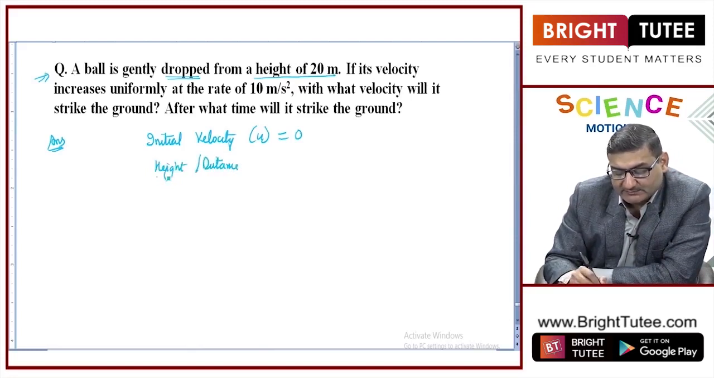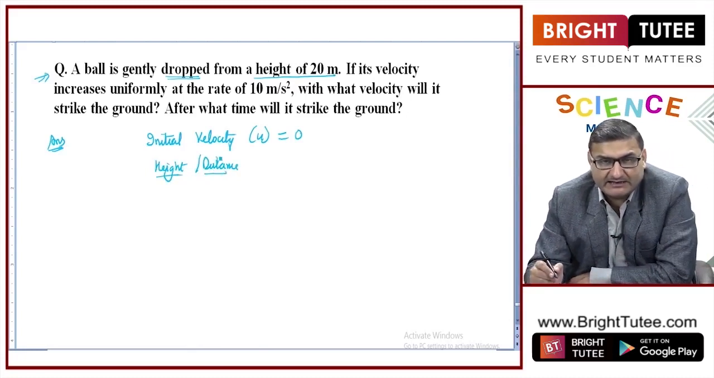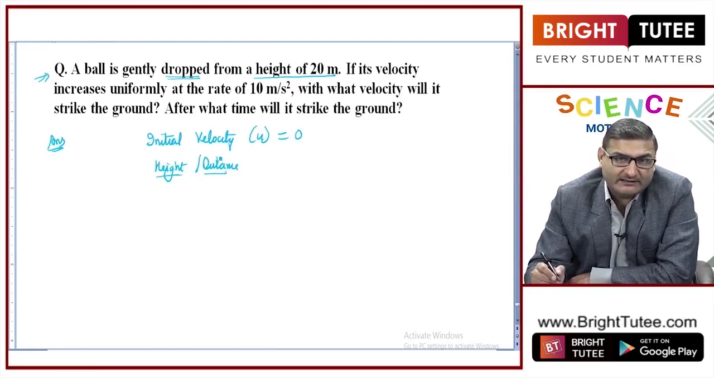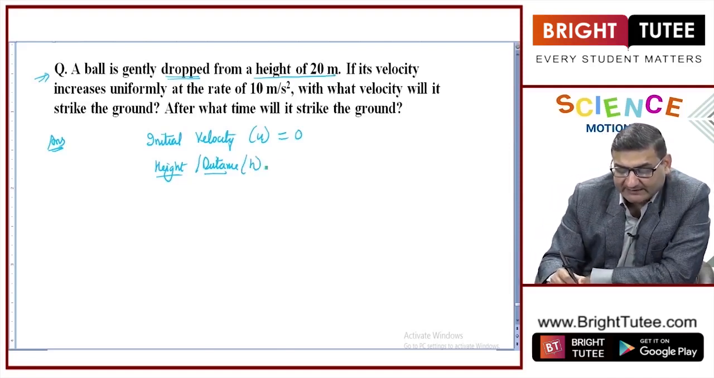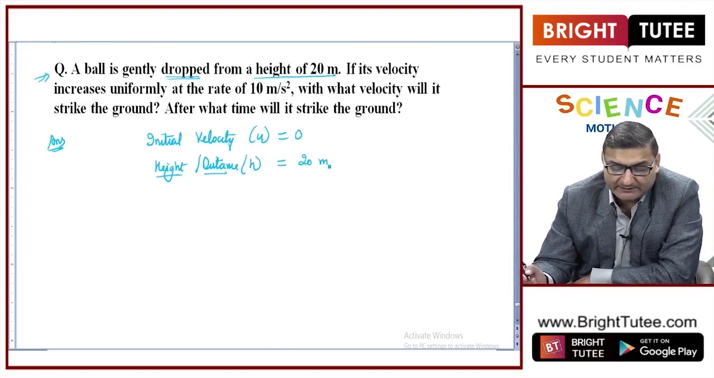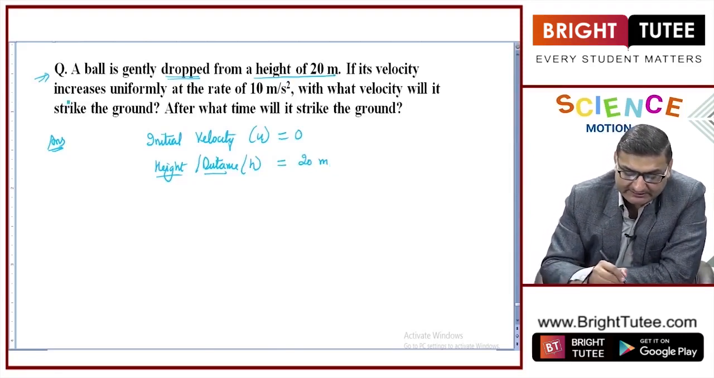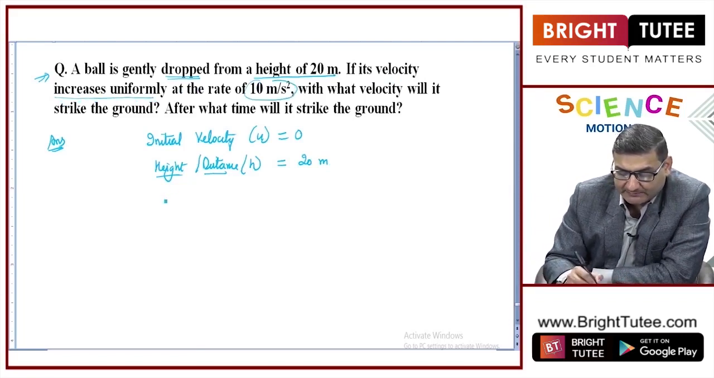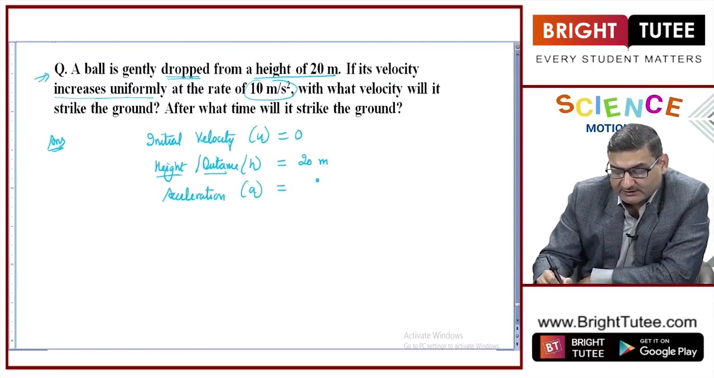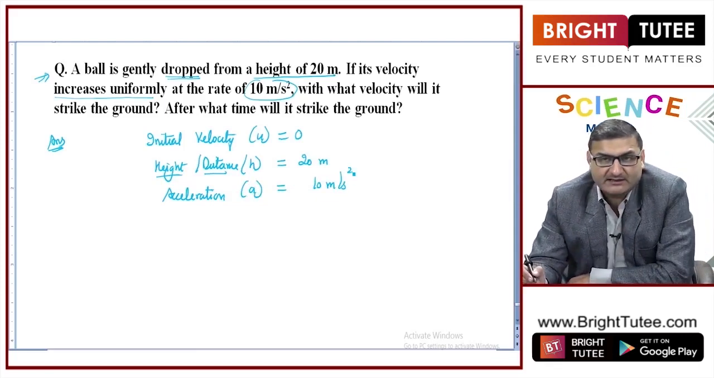I have told you the difference between height and distance. Height is vertical, distance is horizontal, but both are the same thing. I will represent it with h or s, and it is given to be 20 meters. If its velocity increases uniformly at the rate of 10 meter per second square, which is the SI unit of acceleration, then acceleration is given to be 10 meter per second square, in the downward direction.